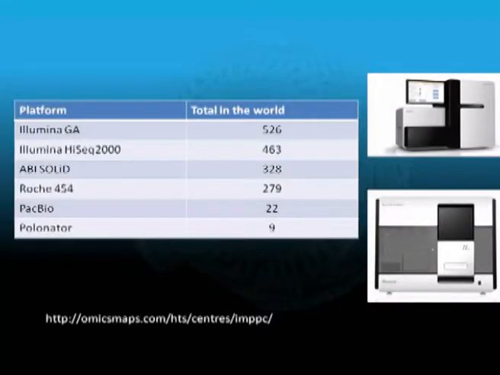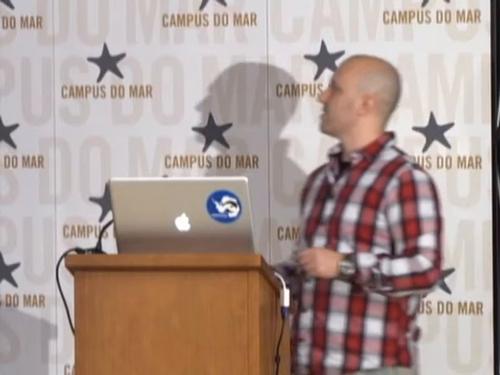This is numbers in the world of sequencers. We go from the two most popular platforms, Illumina, which is not exactly a monopoly, but it is the most popular in the market. Then we have the ABI Solid, and then Roche, and then some other ones. During the last years, there has been a lot of public interest in the press about next generation sequencing.